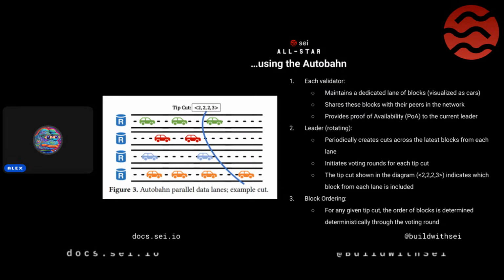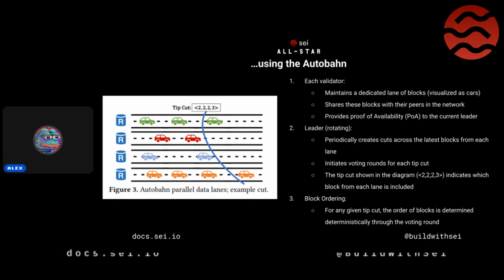We visualize them just as cars. Essentially, we have a dedicated lane of blocks. Each of them produces blocks, which are these cars driving on the Autobahn on each lane. And then we share these blocks with each of the peers in the network. I just saw that comment. Yeah, if you're German, this is quite a funny coincidence. But Autobahn is just extremely fast, and this is exactly what it's going to represent. So each of them shares these blocks with their peers in the network.